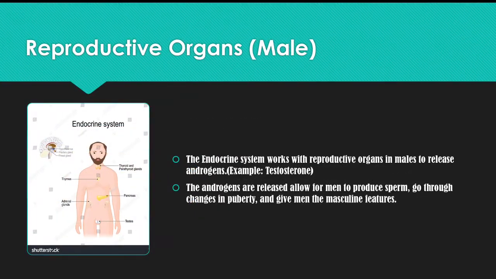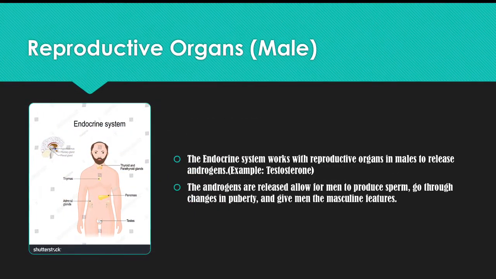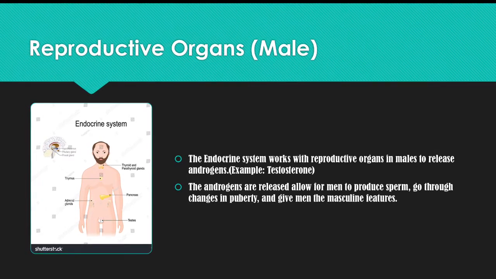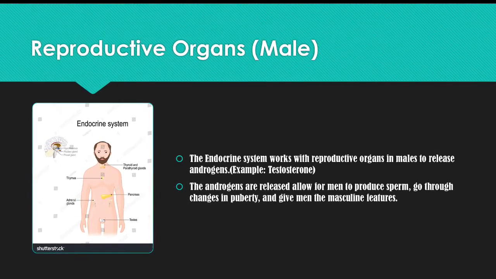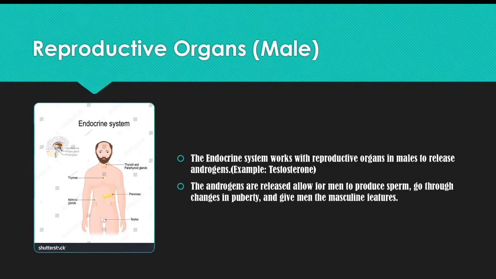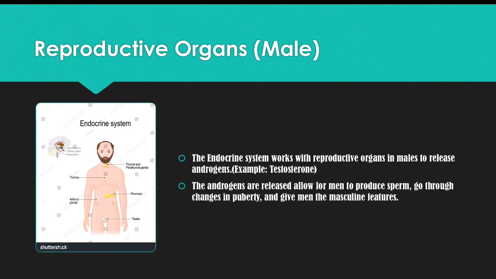Male reproductive organs. Male reproductive organs release androgens. An example is testosterone. They help males go through puberty, produce sperm, and gives them their masculine features.